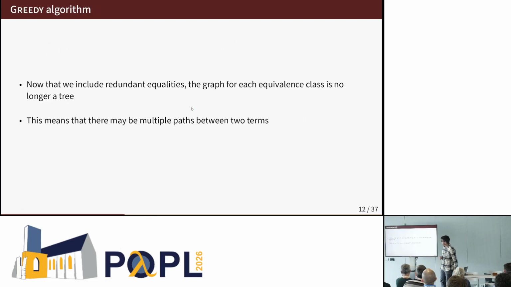However, one thing you might have noticed is that now that we have these redundant equalities, the graph for each equivalence class is no longer a tree. So it can be just a graph in general. Which means that while before there was a unique path between any two terms in the graph, now there can be multiple paths. So how can we select which path to use to find an explanation?